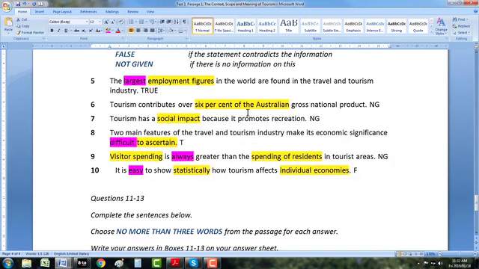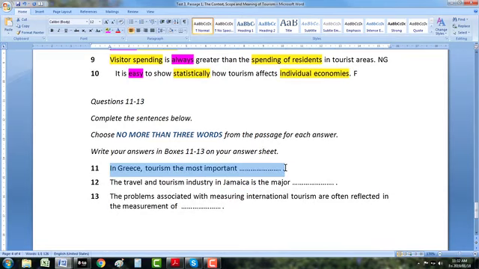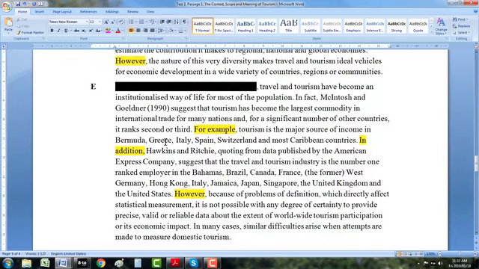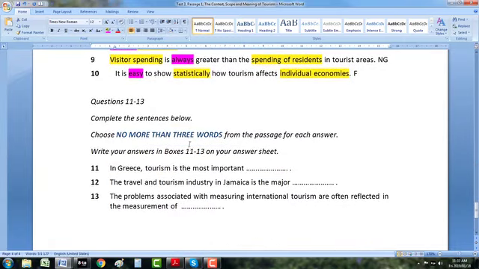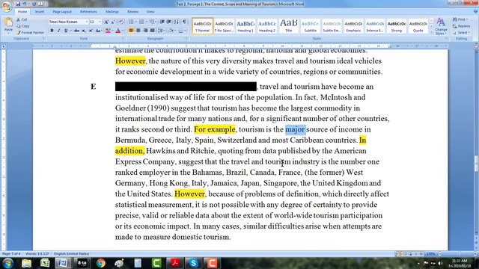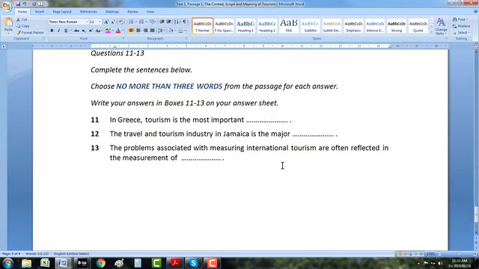Right. Now I know there are countries in that final paragraph, so this is obviously from the final paragraph. So let's find Greece. Tourism, I think that should be is. Tourism is the most important. Where's Greece? Greece is over there. For example, tourism is the major source of income in these countries. So most important, major. And so I would put source of income. Are we allowed 3 words? Yeah, 3 words. Tourism is the most important source of income. Quite straightforward. There's no other Greece, is there? This is a good word to know, major. The most important, the biggest source of income.